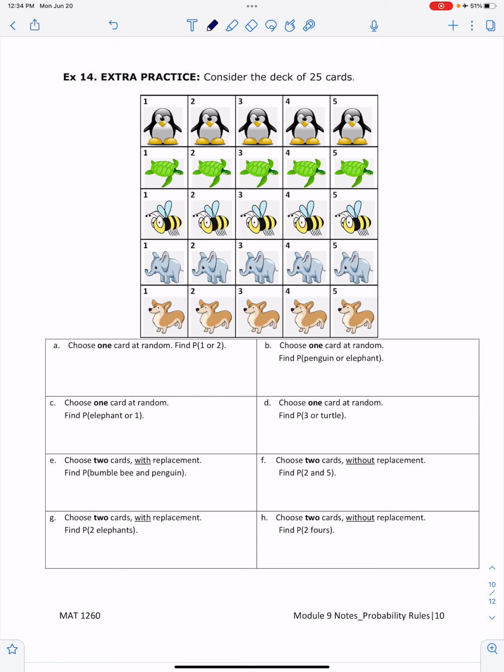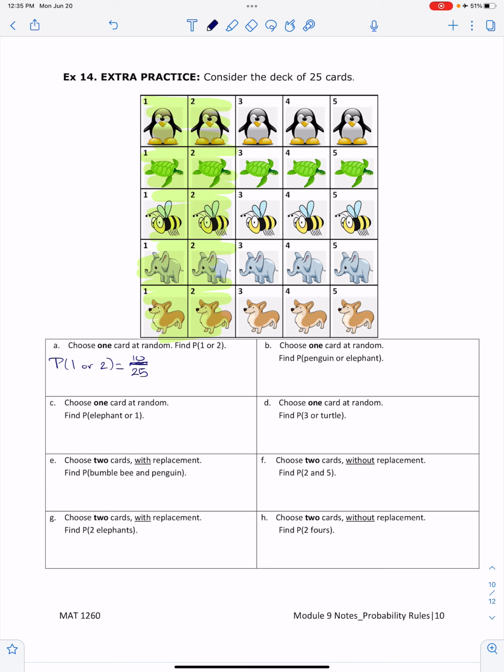So we're back to our deck of 25 cards, 5 penguins, 5 sea turtles, 5 bumblebees, 5 elephants, and 5 dogs. If I want to choose one card at random, I want the probability that it is a 1 or 2. I am looking at all the ways I can get a 1 or a 2. And so there are 10 different versions of a 1 or a 2 out of our 25 total.